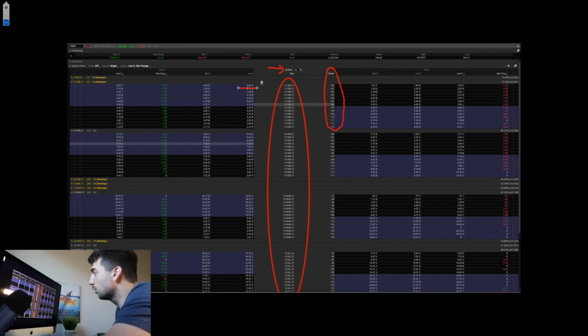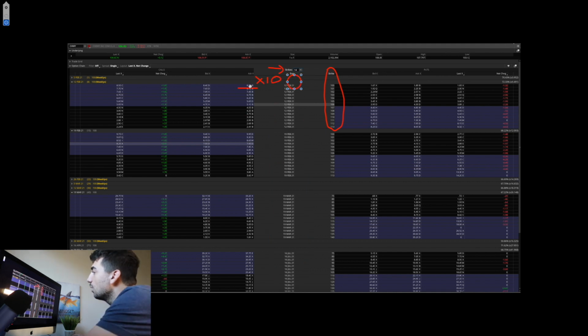But actually, you have to multiply this number by 100. With every option, you're going to have to multiply the number by 100. So if you take 8.8 and multiply that by 100, it's going to cost you $880.